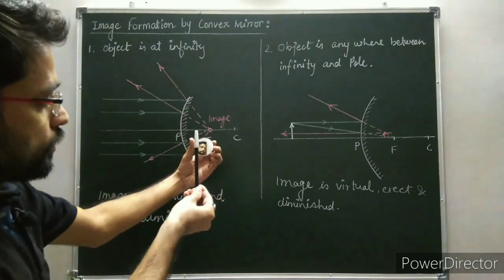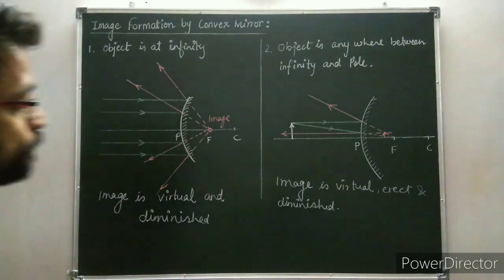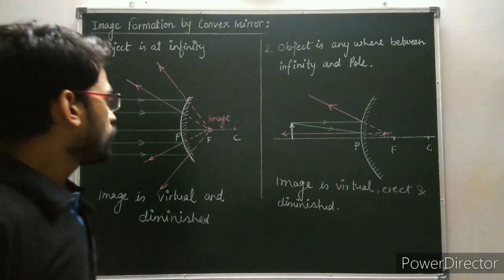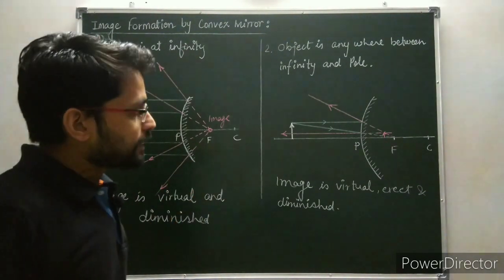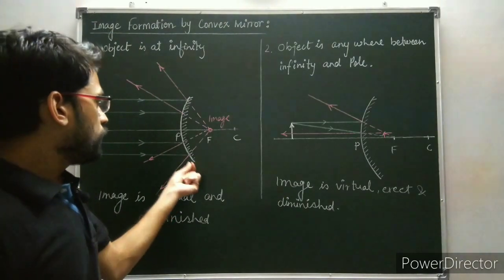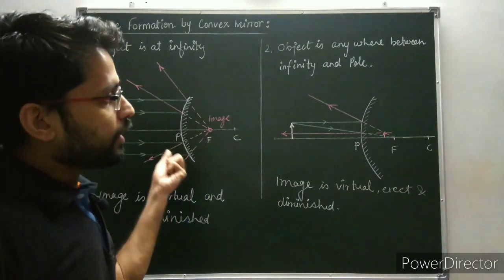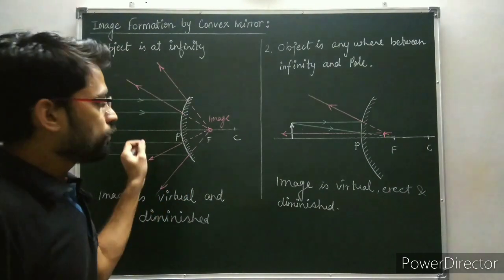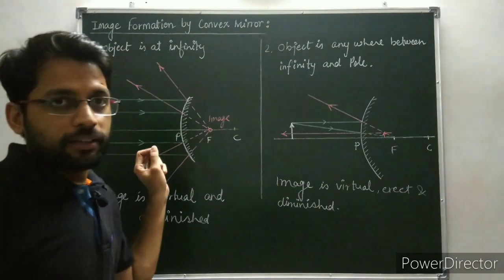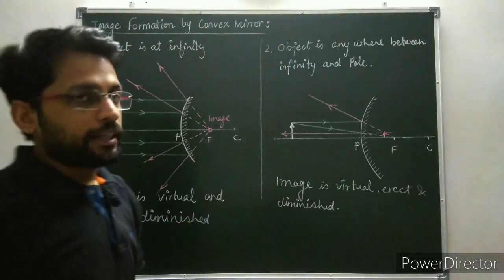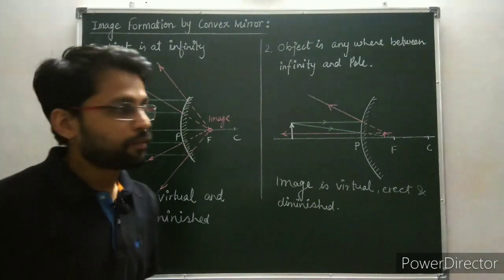So this is the property of the convex mirror, that it produces virtual and diminished image of the object placed anywhere in front of the reflecting surface. Note it down.